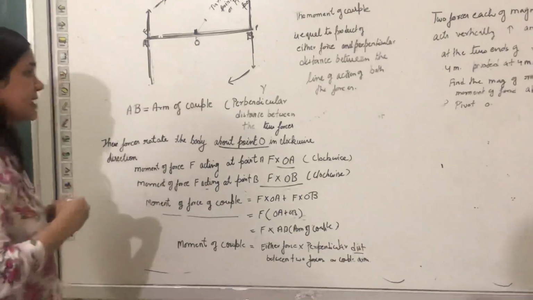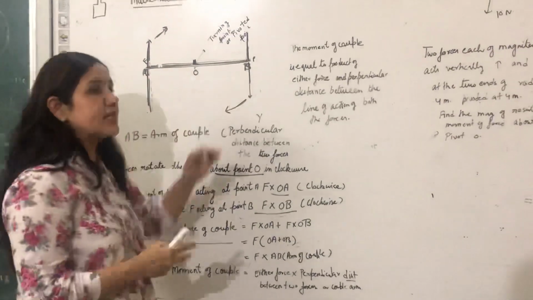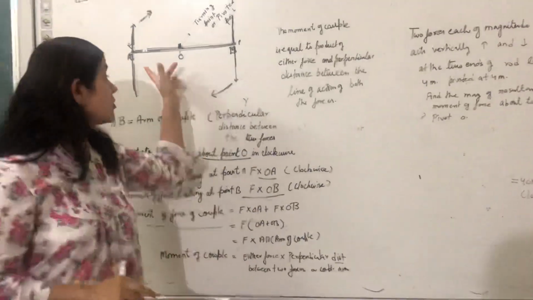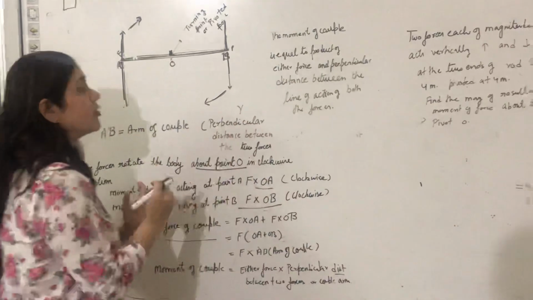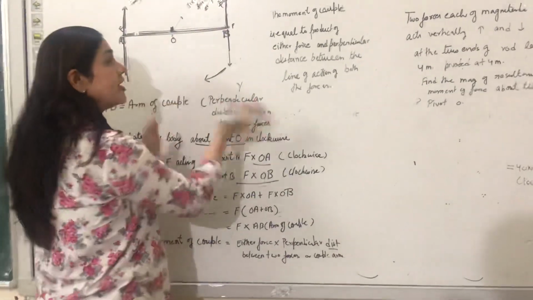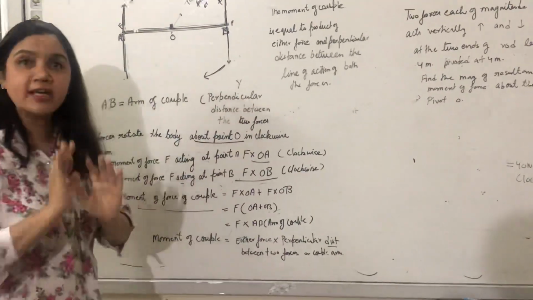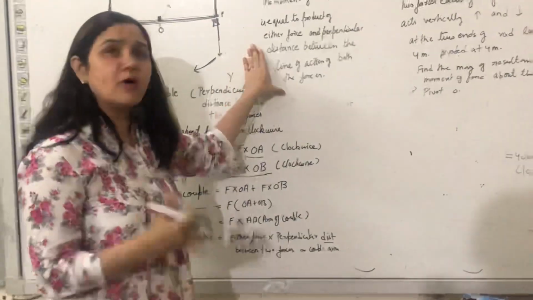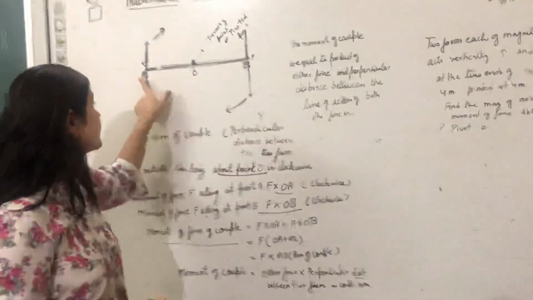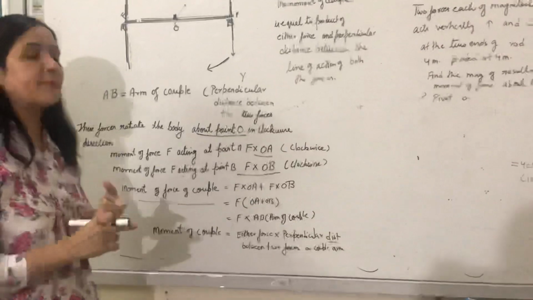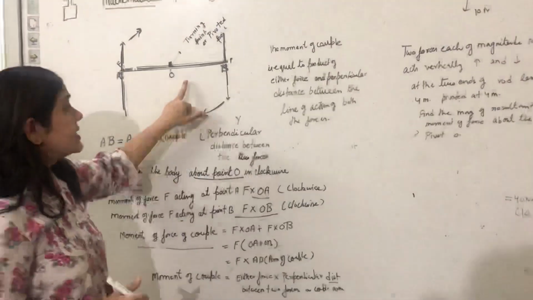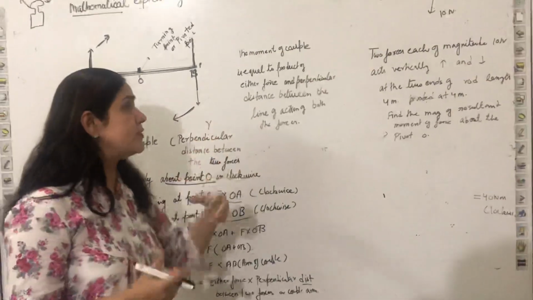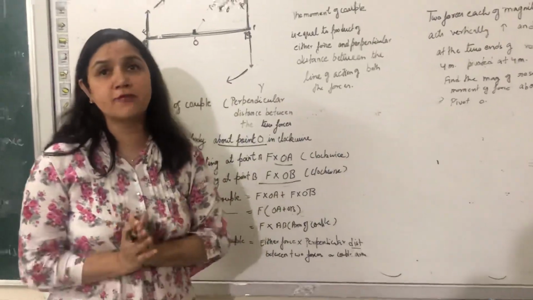This AB is known as the couple arm. This AB is known as the perpendicular distance between the two forces, or in other words, this AB is the perpendicular distance between the lines of action of both the forces. So don't get confused. All things are the same, whether you say it is the couple arm, or the perpendicular distance between the two forces, or the perpendicular distance between the lines of action of both the forces.